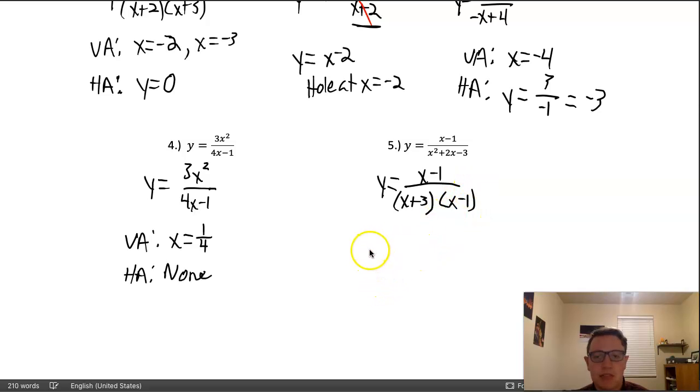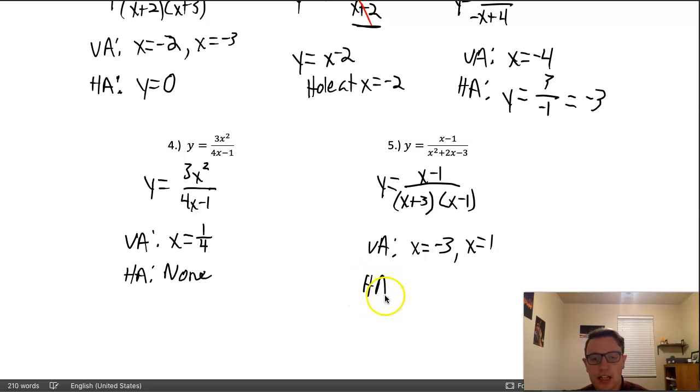Vertical asymptotes are going to be what? Vertical asymptotes are going to be what causes this to equal 0. So if we substitute in a negative 3 for x, the denominator equals 0. We have negative 3 plus 3 in the bottom. If we substitute in 1 for x, we'll get 1 minus 1, so our denominator will equal 0 as well.